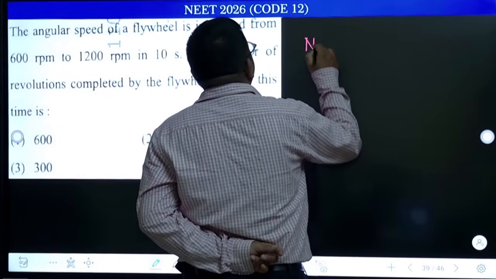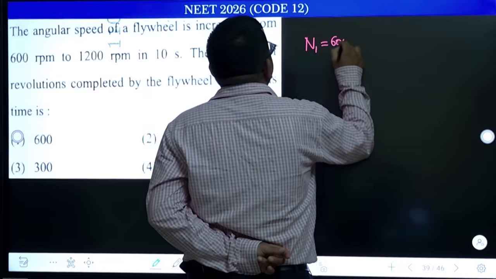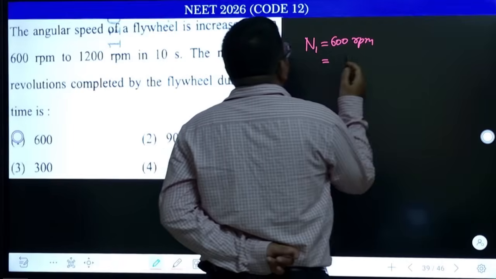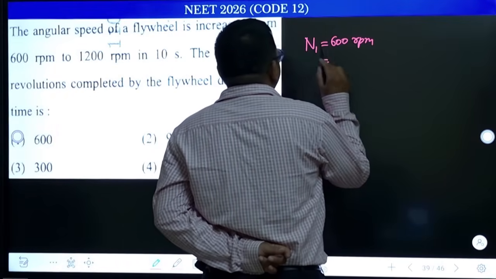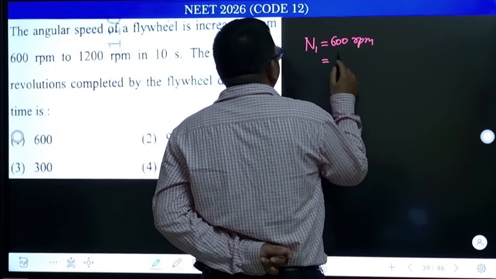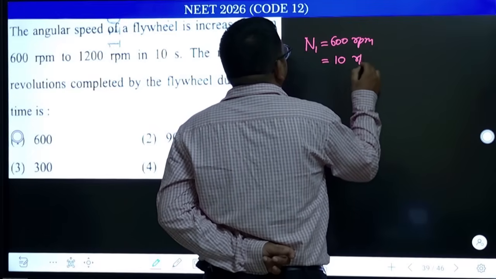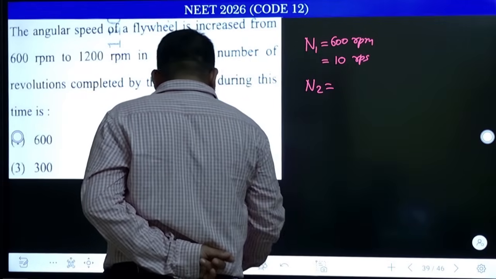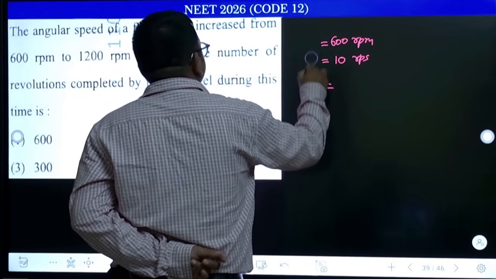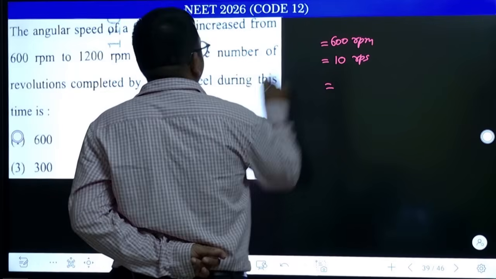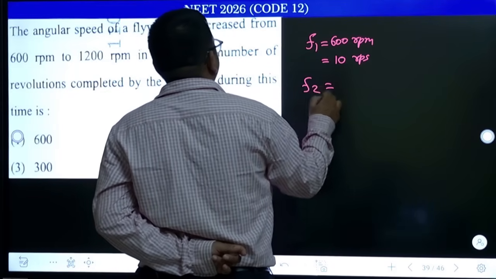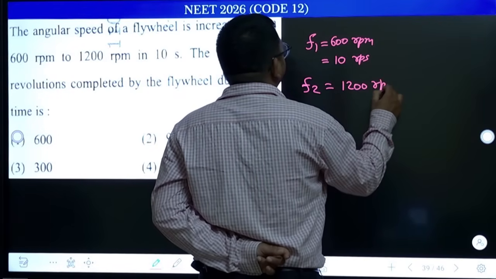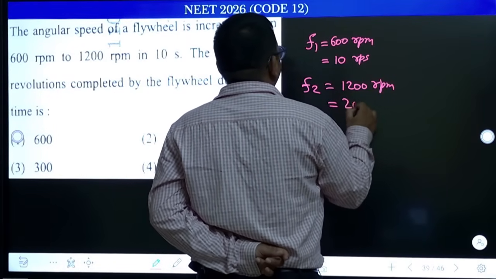They have given n1, 600 rpm. I can convert into rps also, right? So we can convert, divide by 60, which means 10 rps. N2 is what? I think this is frequency, not N1, N2. This is frequencies, F1 and F2. F2 is how much? 1200 rpm divided by 60 is 20 rps.